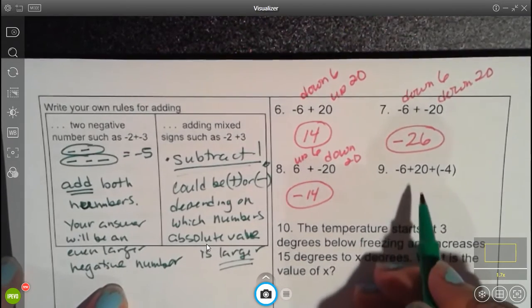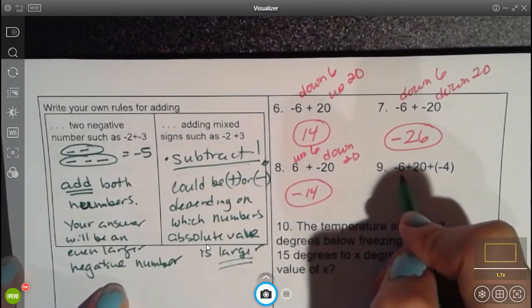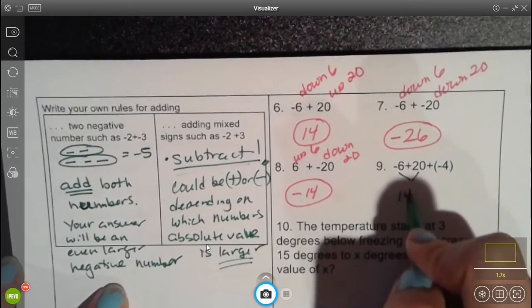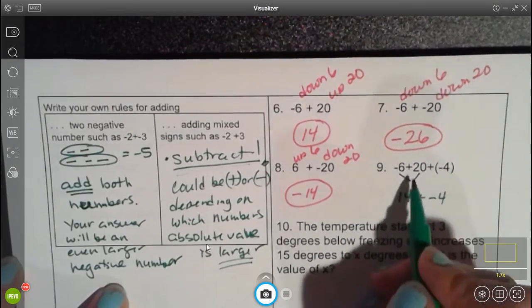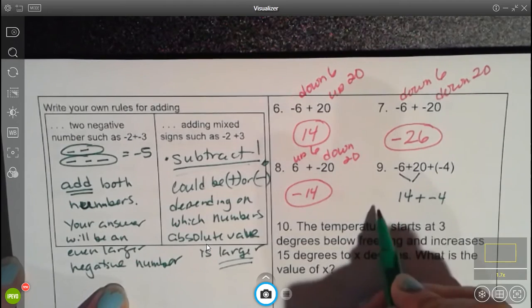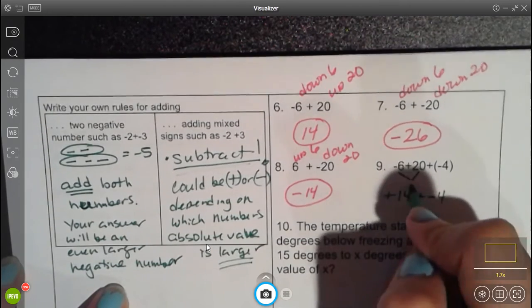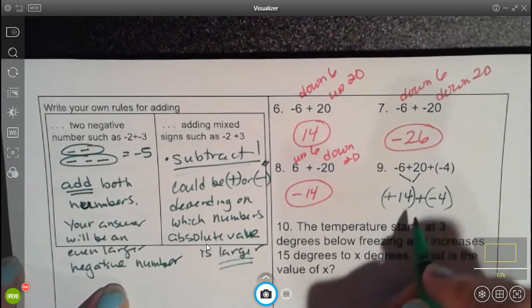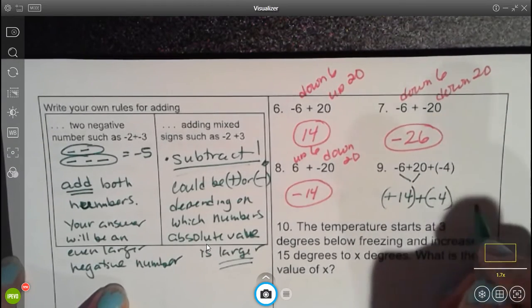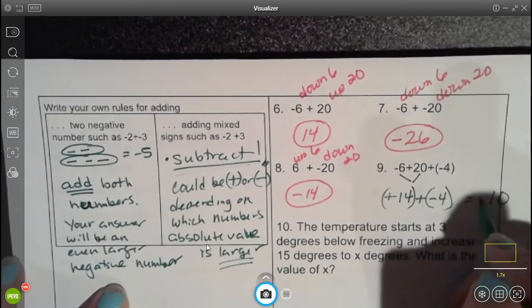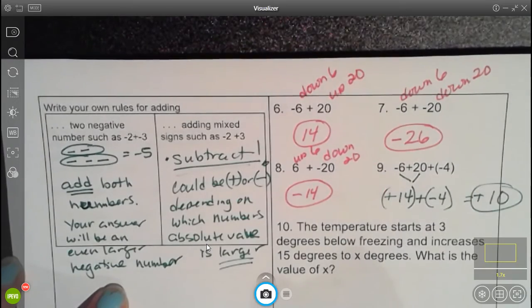Okay, let's work across on a triple digiter. This here is mixed signs, going to give me 14. Let me stop and think. I have more of the positives, so I'm going to put a positive there. And now I have negative 4 and a positive 14. I now have mixed signs again. That is going to give me 10. I still have more of the positives. It's just two problems squished together.